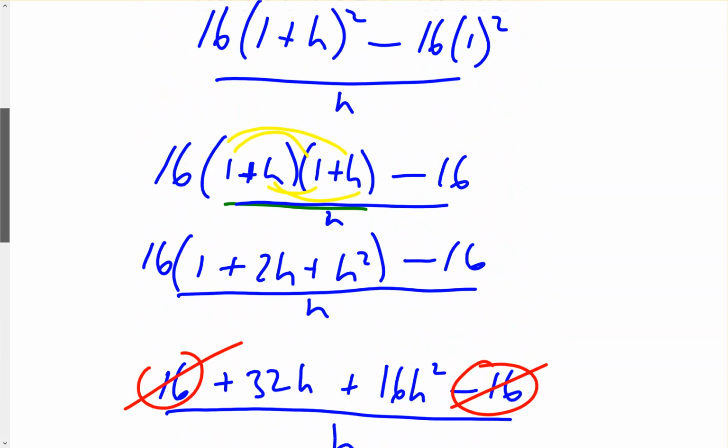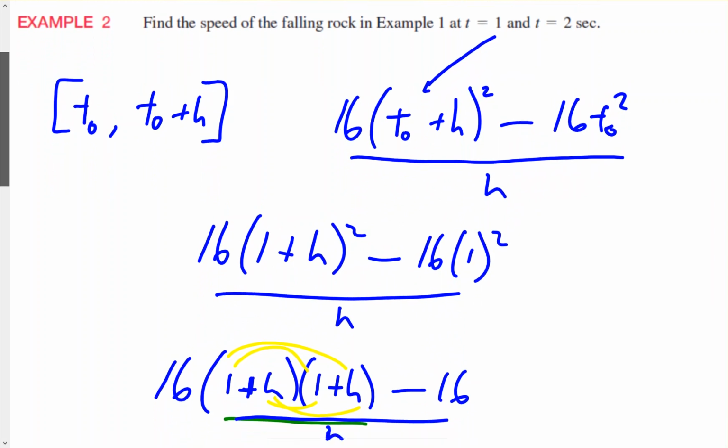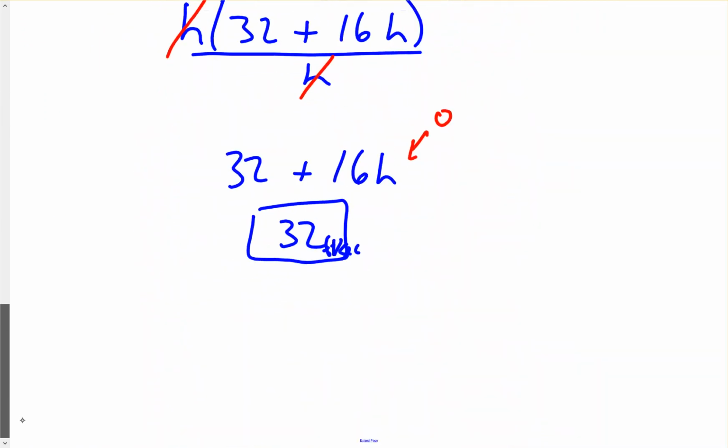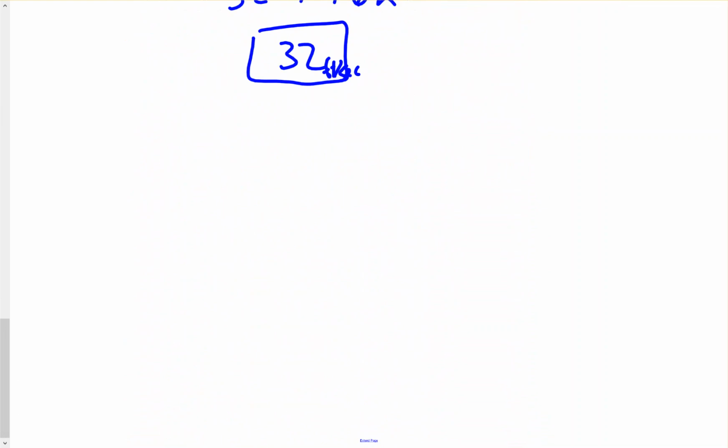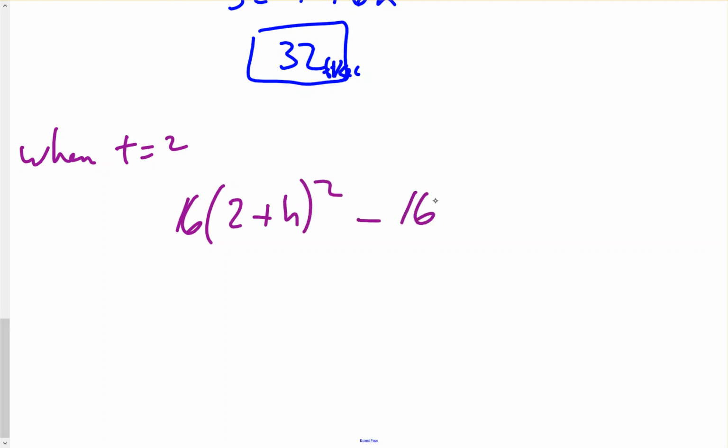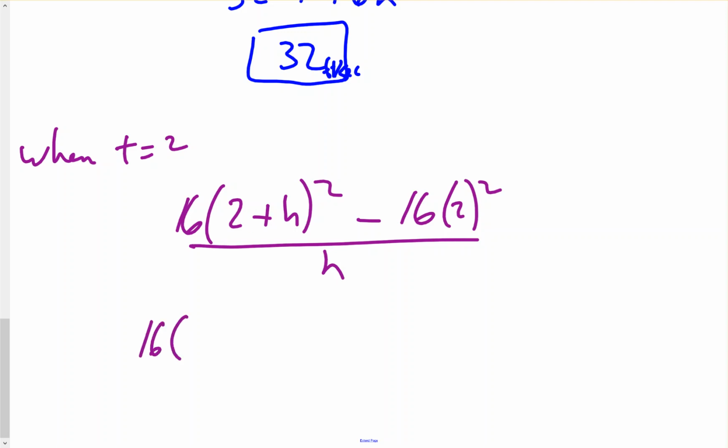Okay, let's try the same process for when t equals 2. Almost identical. So when t equals 2, we would have 16 times (2 plus h) squared minus 16 times 2 squared, over h. Okay, expand on the 2 plus h squared. So 2 plus h times 2 plus h would be 4 plus 4h plus h squared.